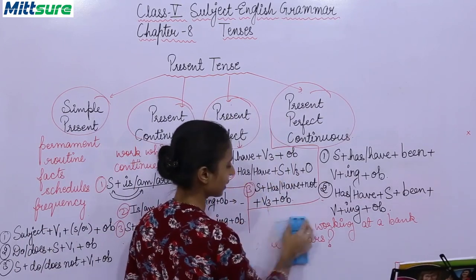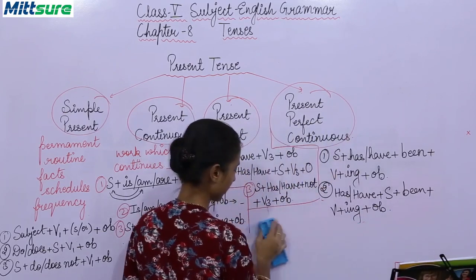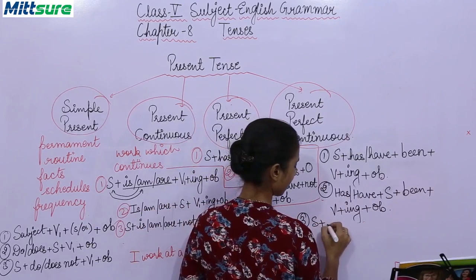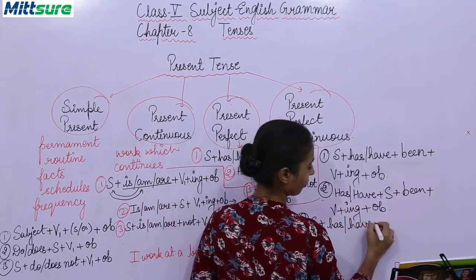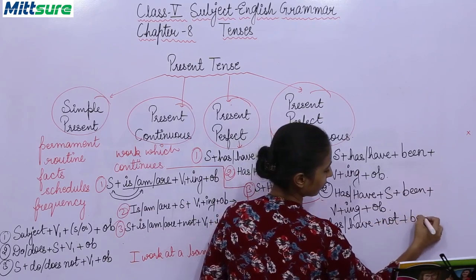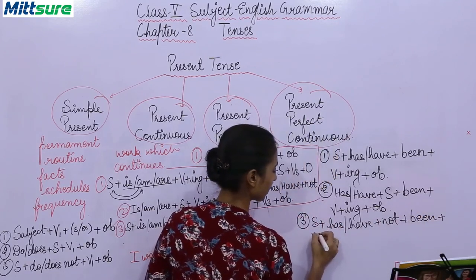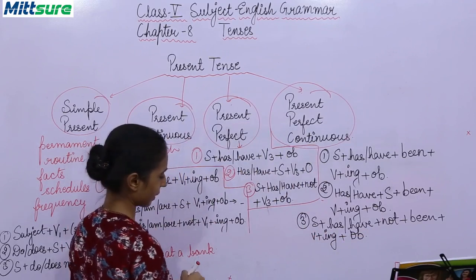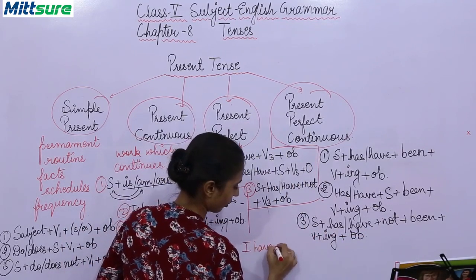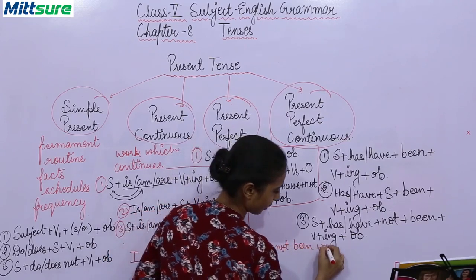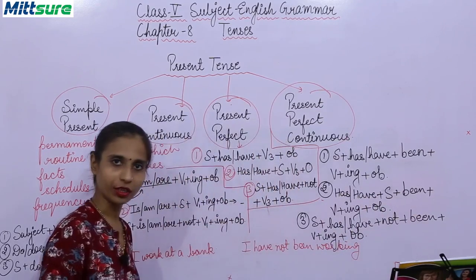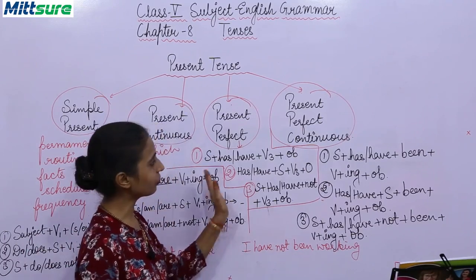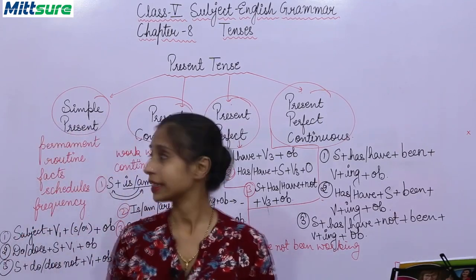Now, let us see the negative sentence. Subject plus has, have plus not plus been plus verb plus ing plus object. All right. Sentence. I have not been working at a bank since 4 years. All right. I have been, just insert not between them. All right. So these were the four tenses.